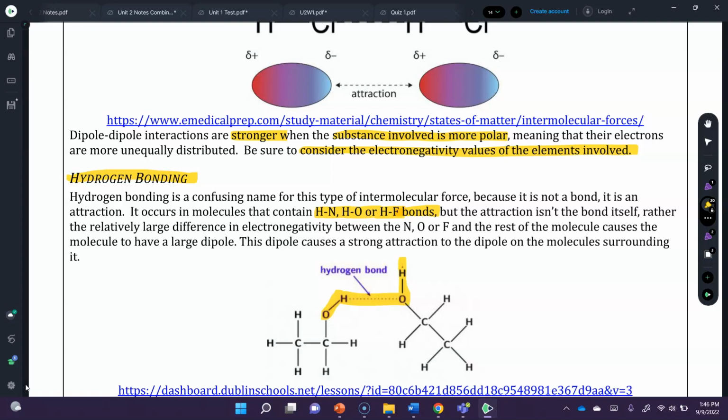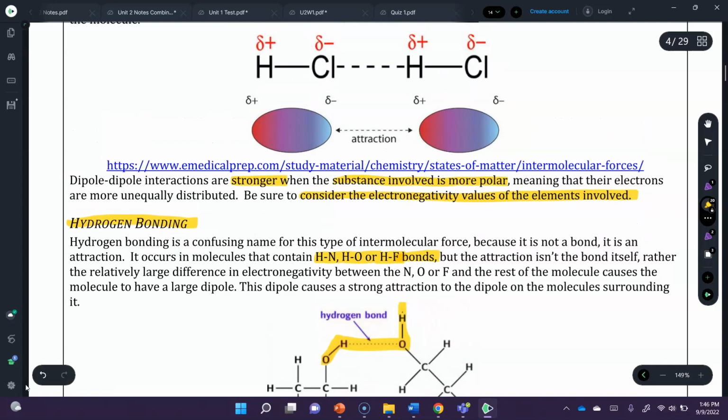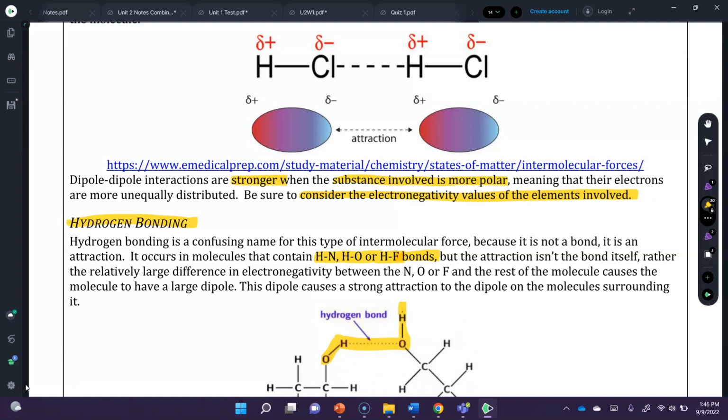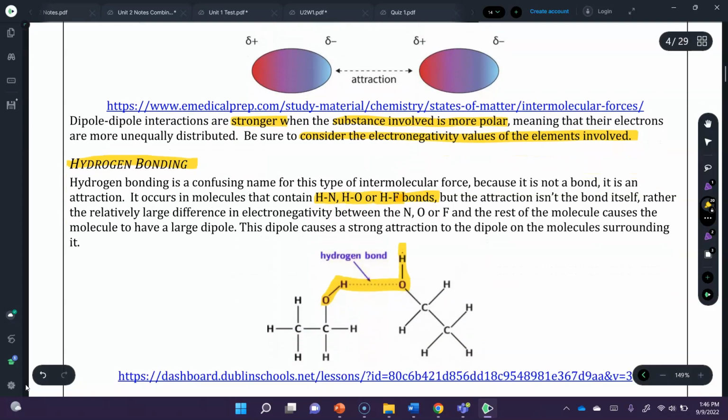If it's an OH group to maybe this HCl up here, that is a dipole-dipole interaction. For it to be a hydrogen bond interaction, both interacting parts have to have the hydrogen bond components. They don't have to match, but they have to have one of these three interacting with each other.